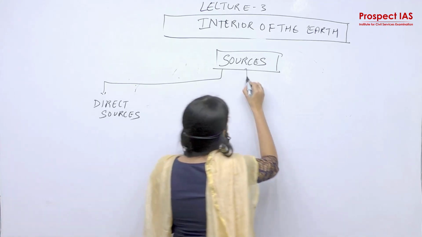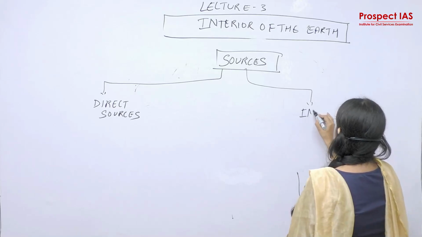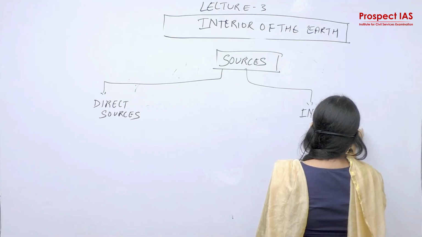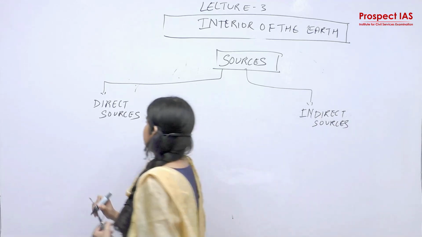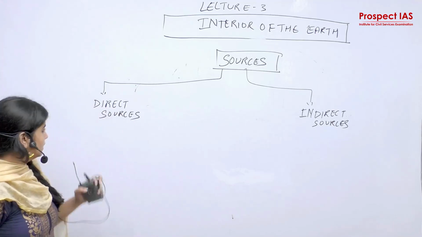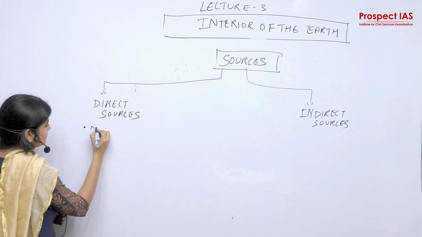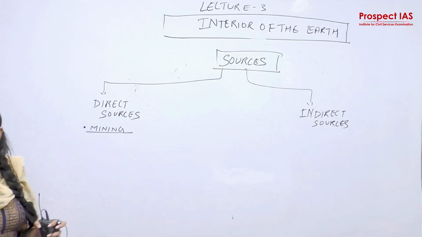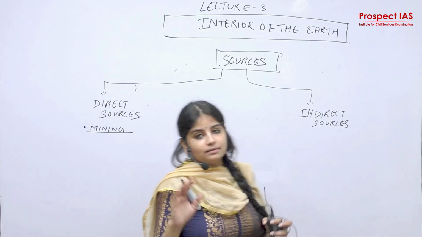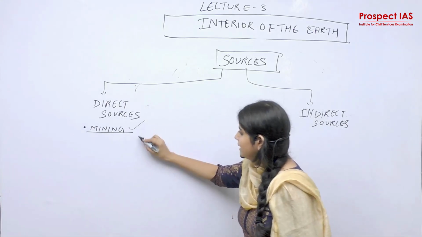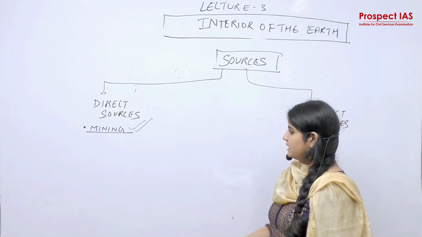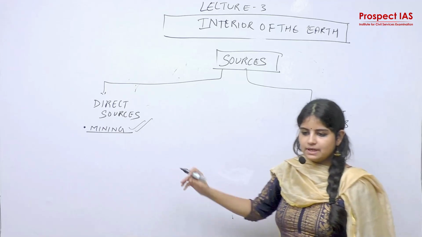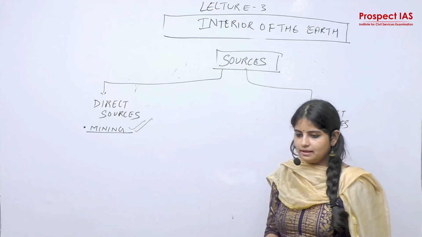And second is your indirect sources. If you are reading NCERT continuously, the 11 physical geography, you have two sources. Indirect, we have first mining, because mining is the basic general criteria of cultivating the materials and the parts from the earth. So mining is the first direct source because that gives you an idea to analyze the composition inside the earth.